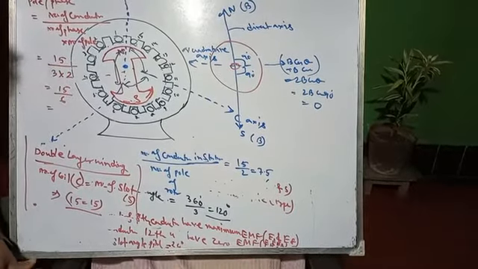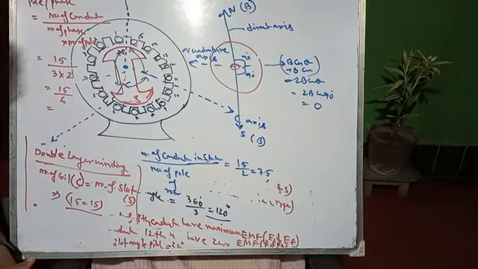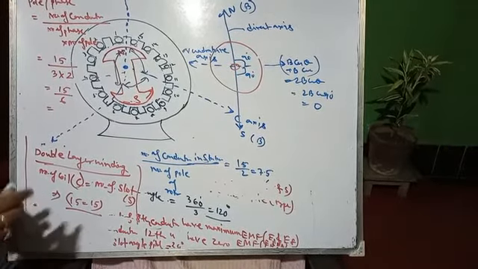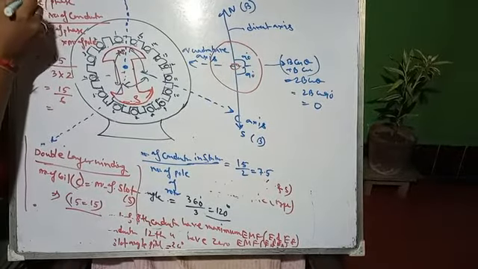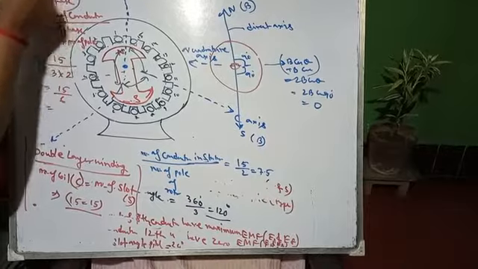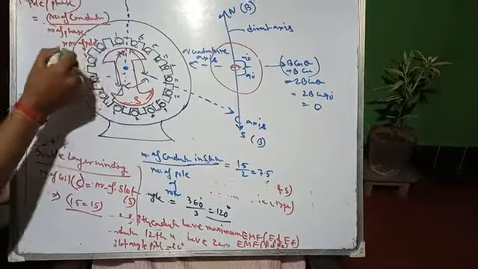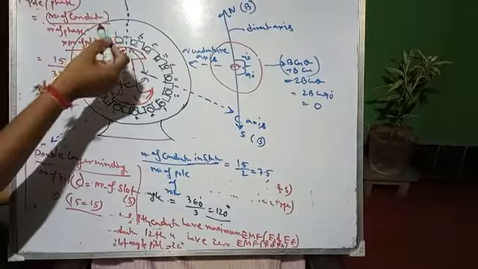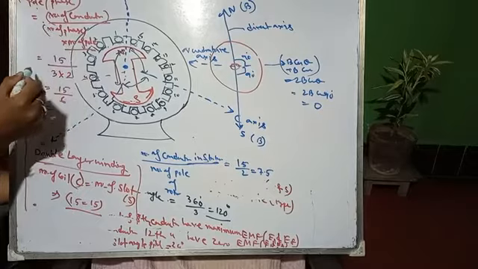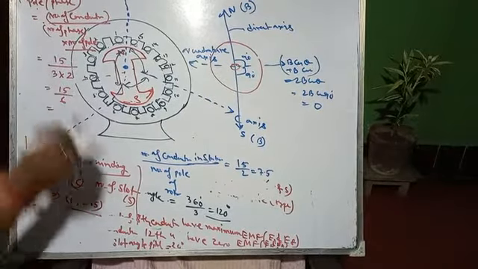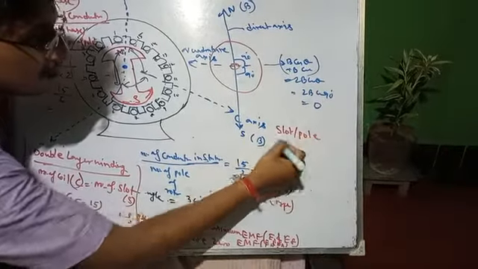Then calculate the slots per pole per phase. Okay, one thing is a mistake, so it will be slots per pole per phase. Slots per pole means number of conductors divided by number of poles. Slots per pole per phase means number of conductors divided by number of poles multiplied by number of phases. So there are 3 terms: slots per pole.